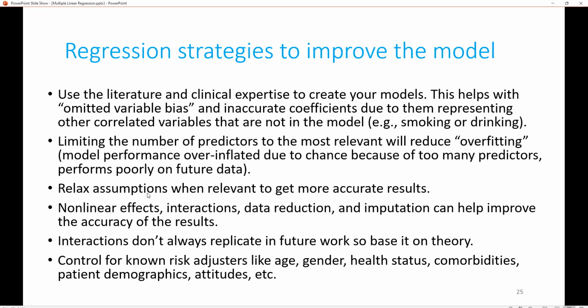Another strategy is to relax assumptions when relevant to get more accurate results. You can do that with nonlinearity and additivity. These are two assumptions in the model, but you can actually relax them to give you a better model fit. Nonlinear effects, interactions, data reduction, and imputation can help improve the accuracy. Interactions don't always replicate in future work, so base it on theory. Control for known risk adjusters like age, gender, health status, comorbidities, patient demographics, attitudes, and so on.